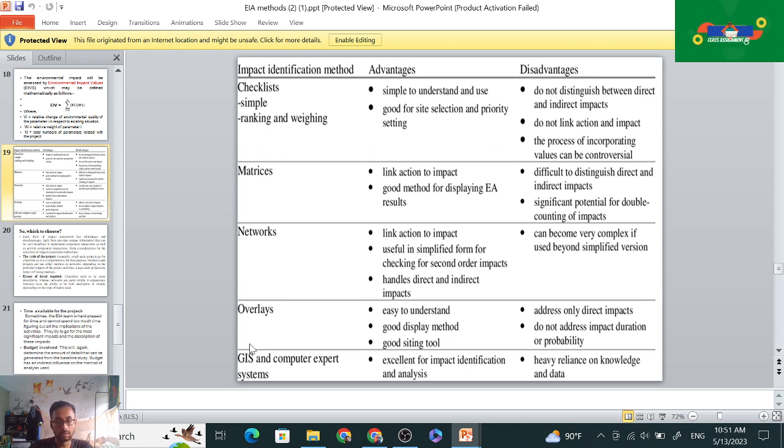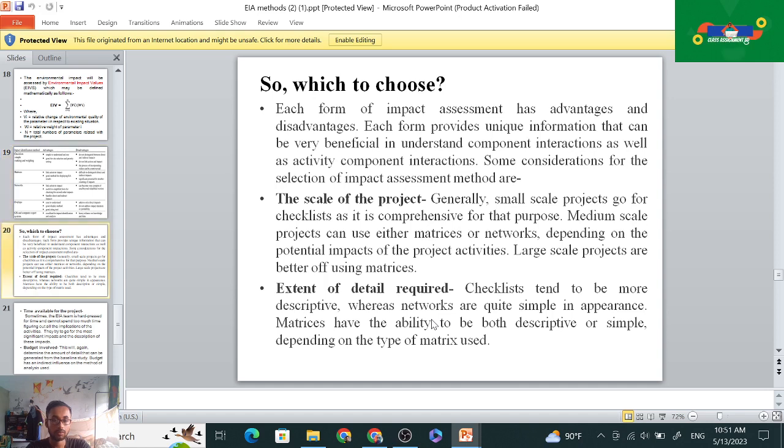Then GIS and computer expert system. The advantage is that it is excellent for impact identification and analysis. And what is the disadvantage of it? Heavy reliance on knowledge and data.